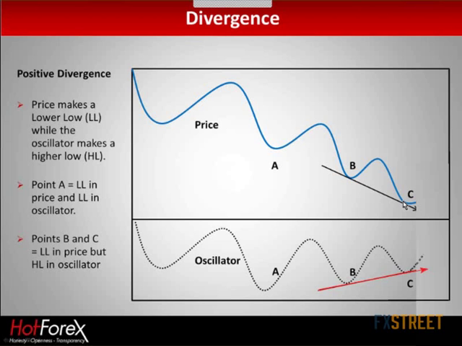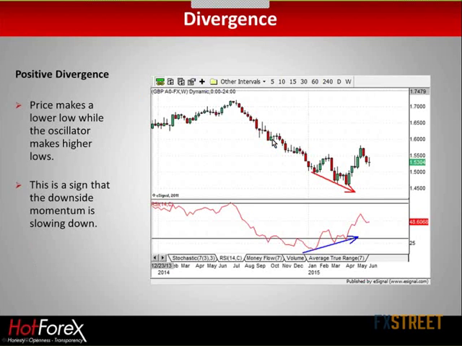Here's a chart. Here's the pound USD weekly chart. What's happening here? When the price is still making lower lows, but the RSI is making higher lows. What does it tell us about the market over here? And why is the divergence happening here?